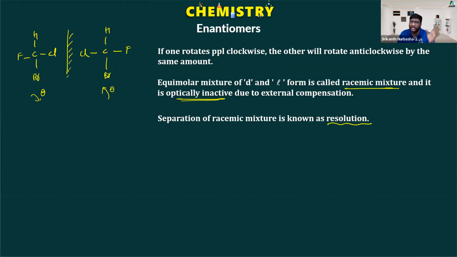So what is an enantiomer? Enantiomers are non-superimposable mirror images. What is a racemic mixture? An equimolar mixture of the two enantiomers. If we take an equimolar mixture of two enantiomers, then obviously that will not have any net optical rotation. So that will also be optically inactive. This compensation is happening from one molecule to the other molecule, so it is said to be external compensation, not internal compensation.